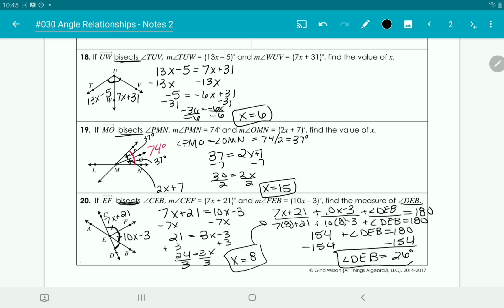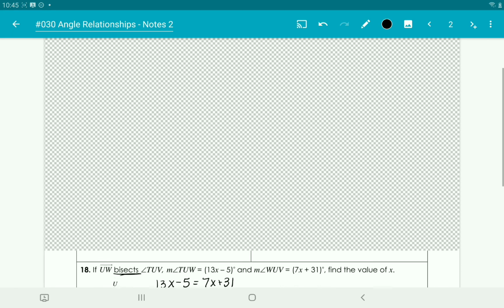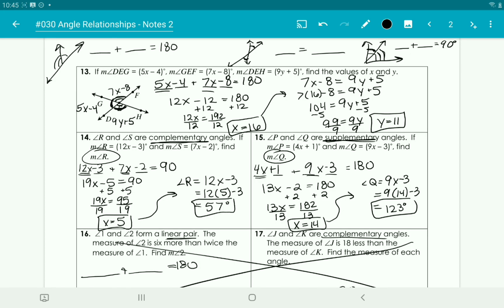So again, if you got the word bisect, that means the two things that it cuts in half are equal. So if you have congruent angles, which are brought by bisections, or they're brought by vertical angles, then you put an equal sign between them. Like I drew up at the top here, you put an equal sign between them.